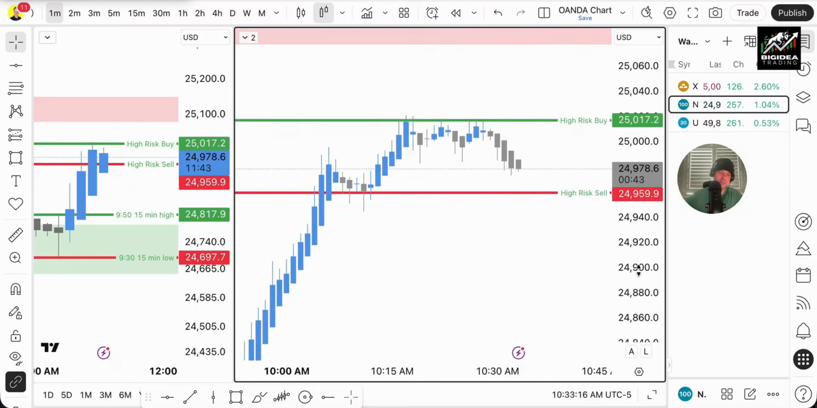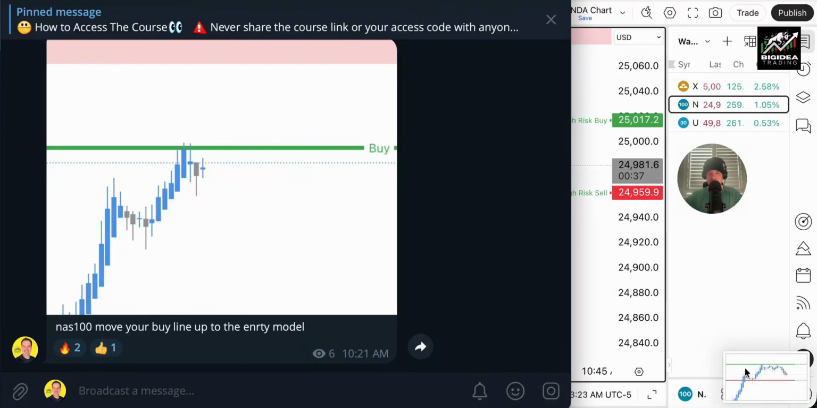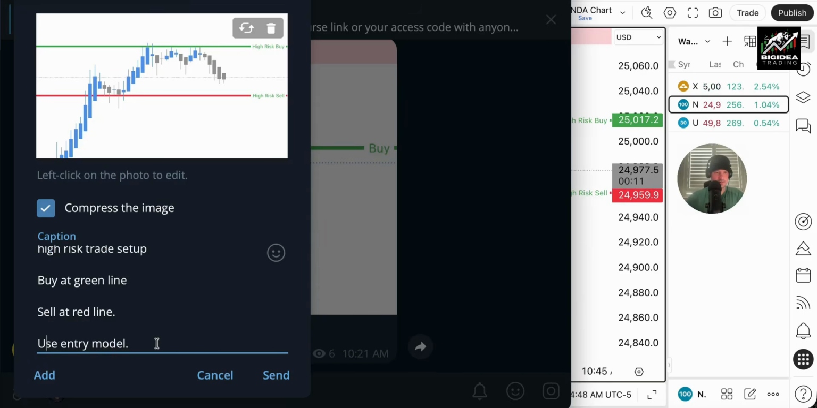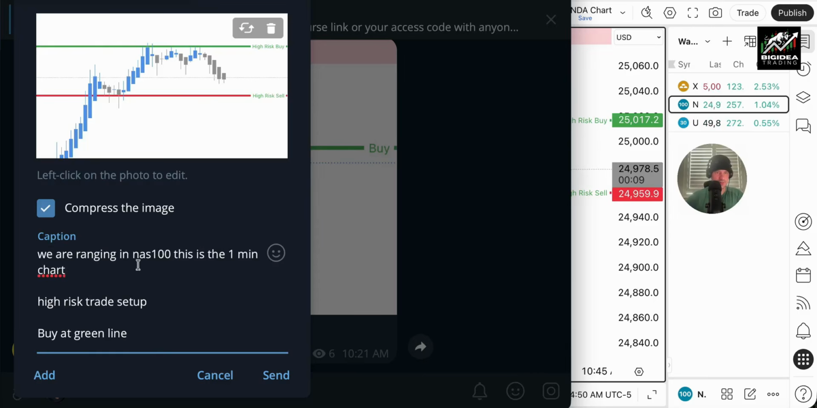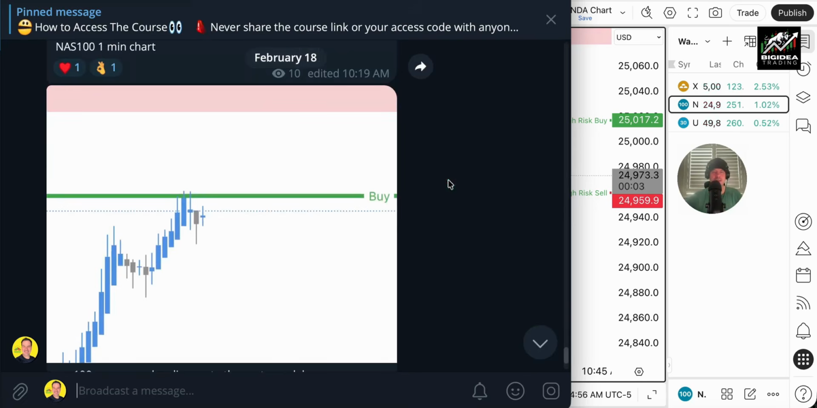So I'm going to give them this here, and I'm going to say it's ranging. And this is their next trade, the high risk trade. This is our 3rd or 4th trade, I forget. I think it's the 4th trade. This is the 1 minute chart.